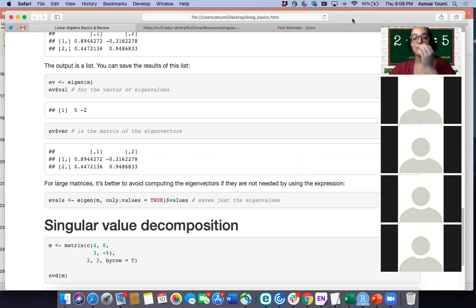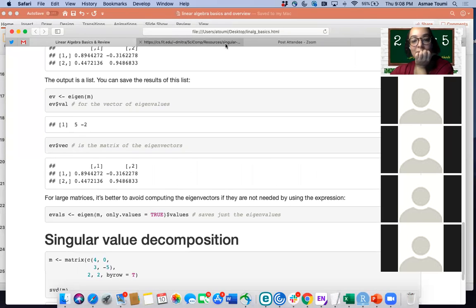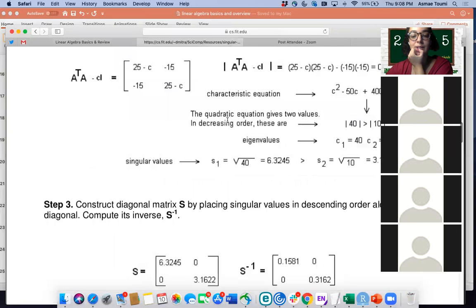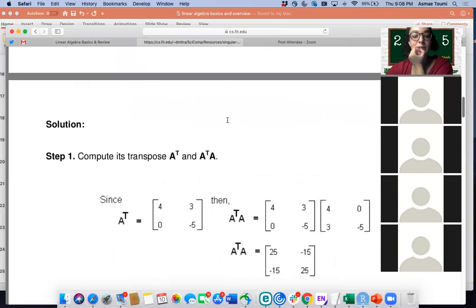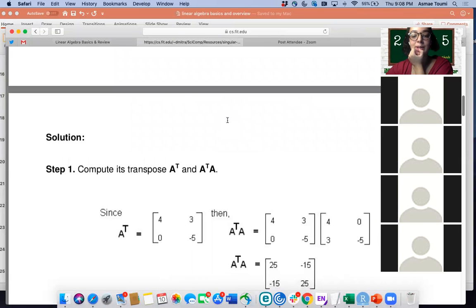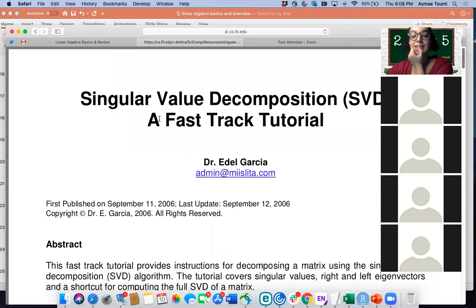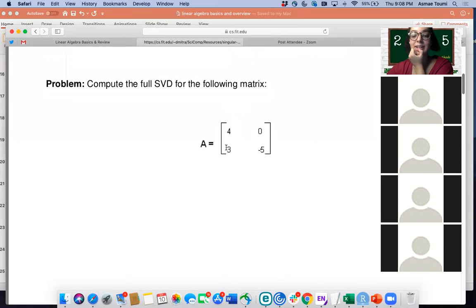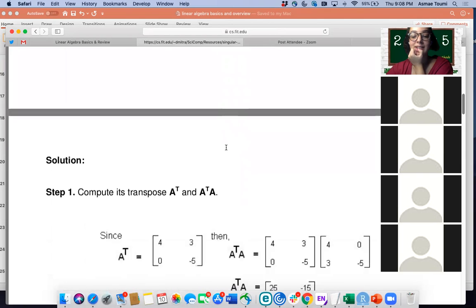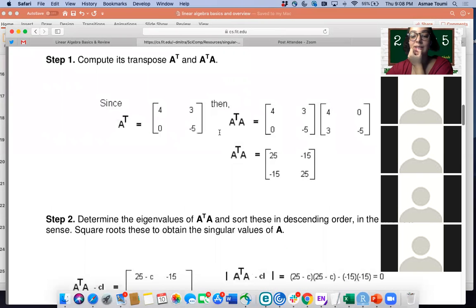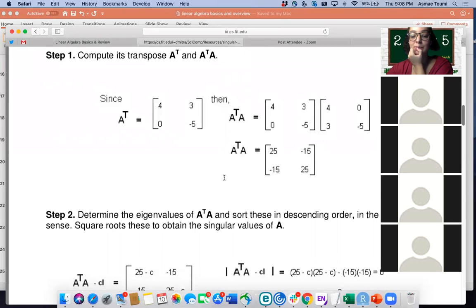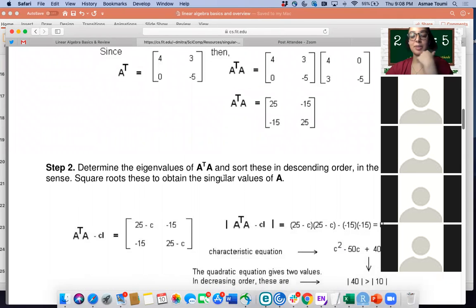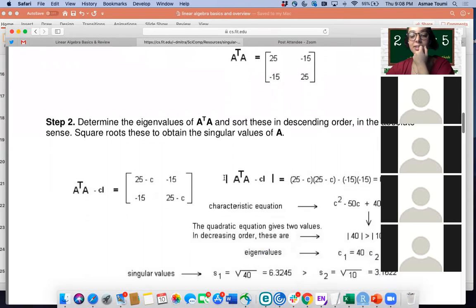Or maybe before I show you how much time R can save, I should show you how it looks if you are doing this with pen and paper. This is funny because it's a fast track tutorial, so they've skipped some steps here, but you can just see how long this process is. I've lifted the steps from here in case you're curious, and I'll link this in the slides too.